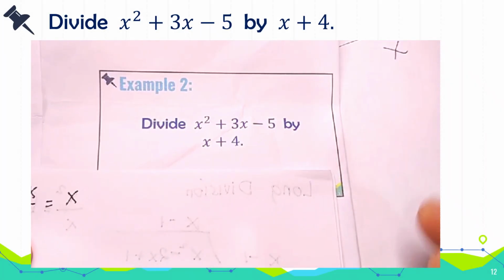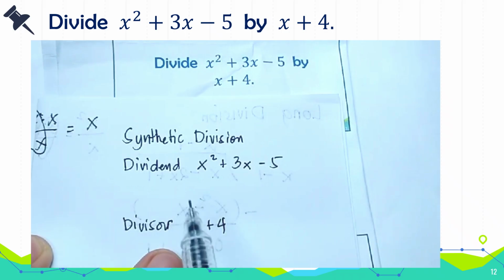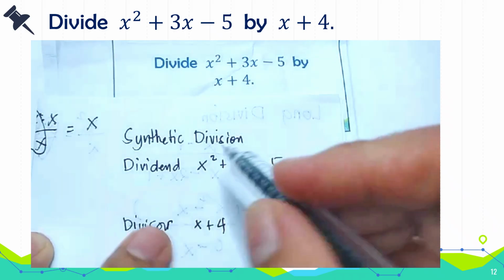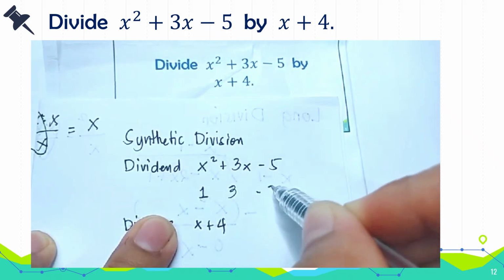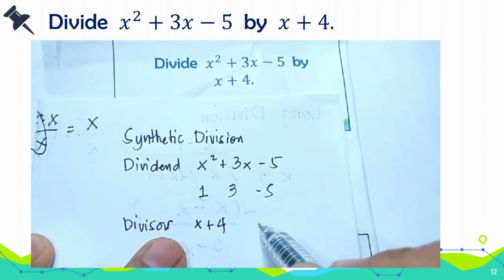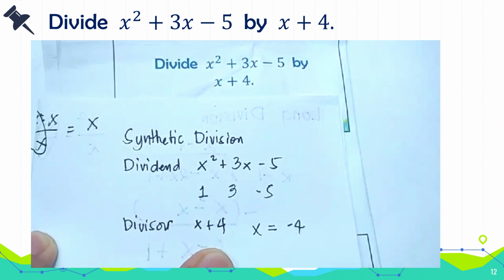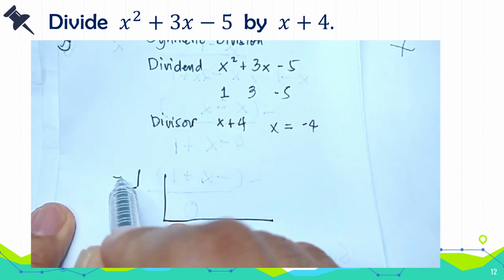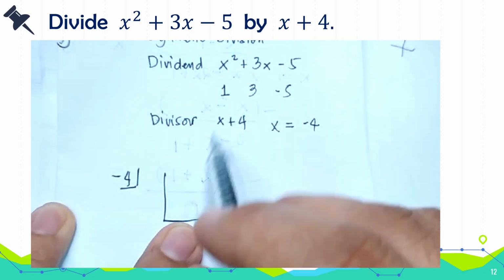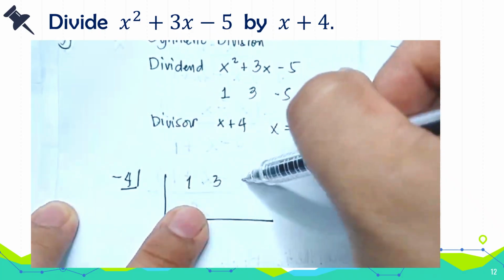In this example, let's proceed with synthetic division. So let us first identify the numerical coefficients of our dividend. This will give us 1, 3, negative 5. For our divisor, x will be equal to negative 4. We write it as our divisor here will be negative 4. Let's have the numerical coefficients 1, 3, and negative 5.